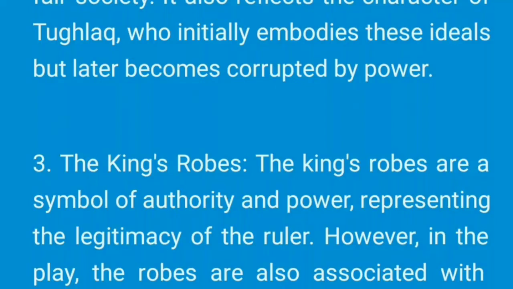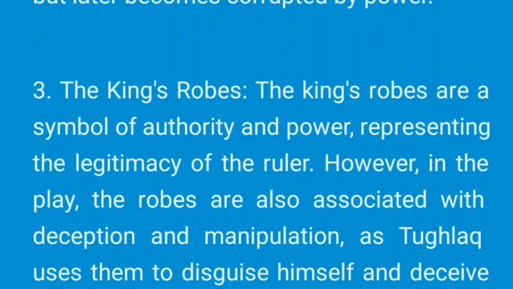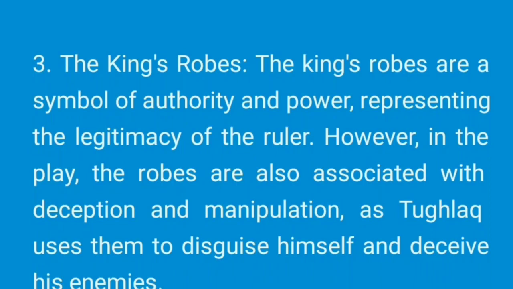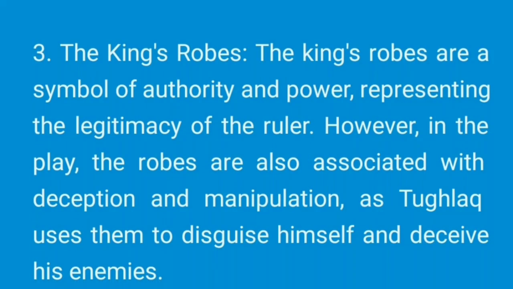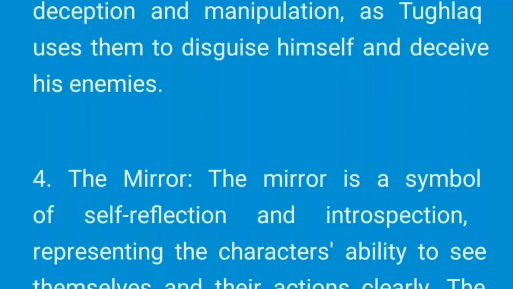Number 3, the king's robes. The king's robes are a symbol of authority and power, representing the legitimacy of the ruler. However, in the play, the robes are also associated with deception and manipulation, as Tughlaq uses them to disguise himself and deceive his enemies.